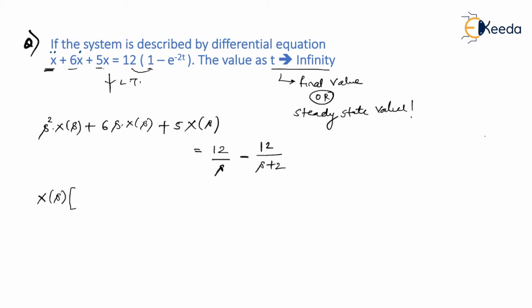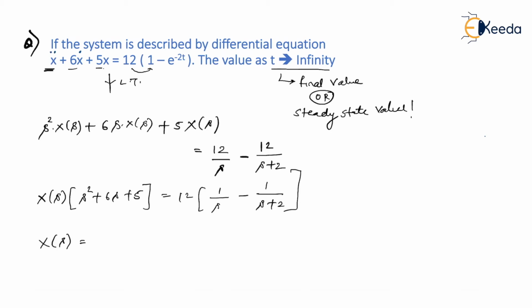So what we have in the bracket is s square plus 6s plus 5, and on the right hand side, if I take, let's say, 12 common, what remains inside is 1 upon s minus 1 upon s plus 2, am I right? And then X of s is equal to 24 upon s into s square plus 6s plus 5 into s plus 2. So after solving, you'll get this.